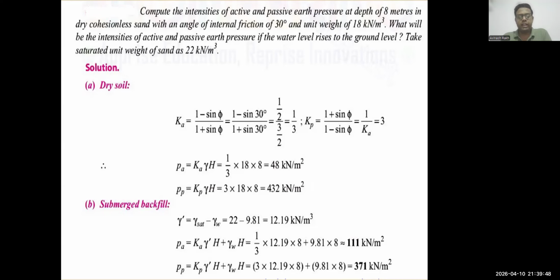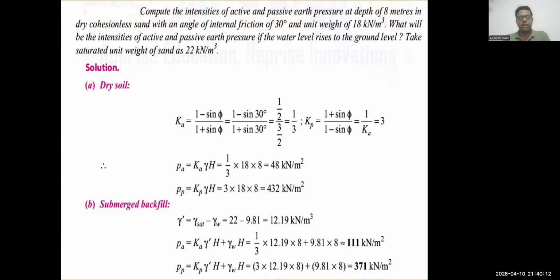Compute the intensities of active and passive earth pressure at a depth of 8 meters in a dry cohesionless sand with an angle of internal friction of 30 degrees and unit weight of 18 kilonewton per meter cube. What will be the intensities of active and passive earth pressure if the water table rises to the ground level? Take saturated unit weight of the sand as 23 kilonewton per meter cube.